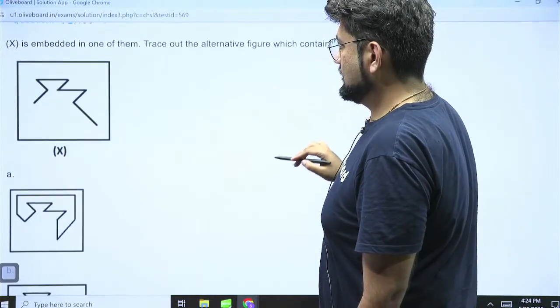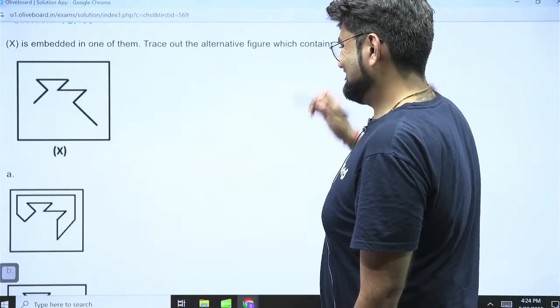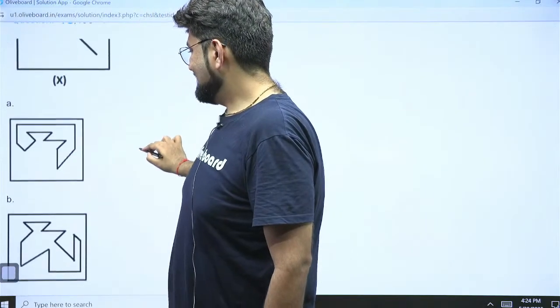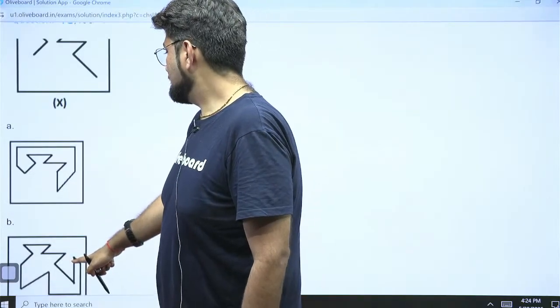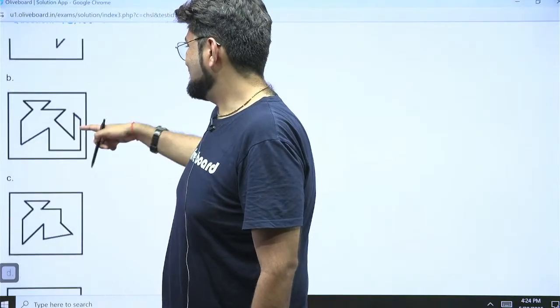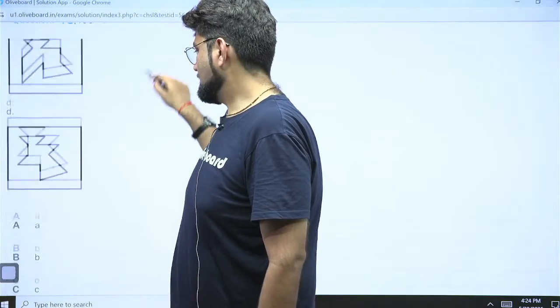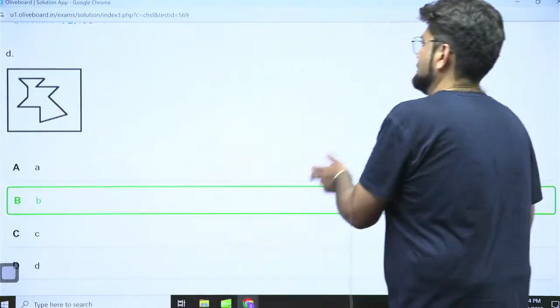Embedded figures. No, this is just missed by this slant here, but it is here. Okay, option B is the correct answer. Bombay. Next.